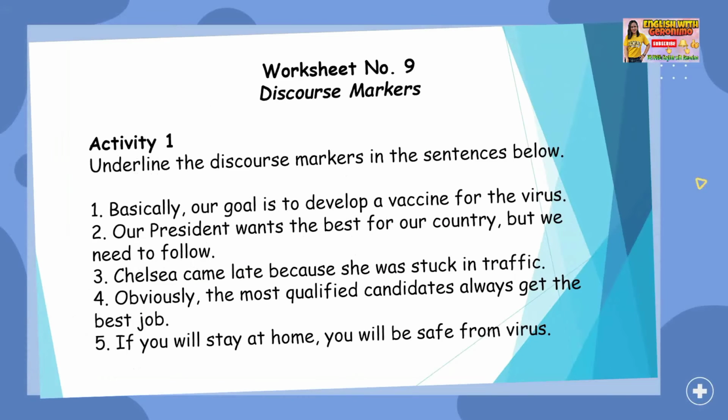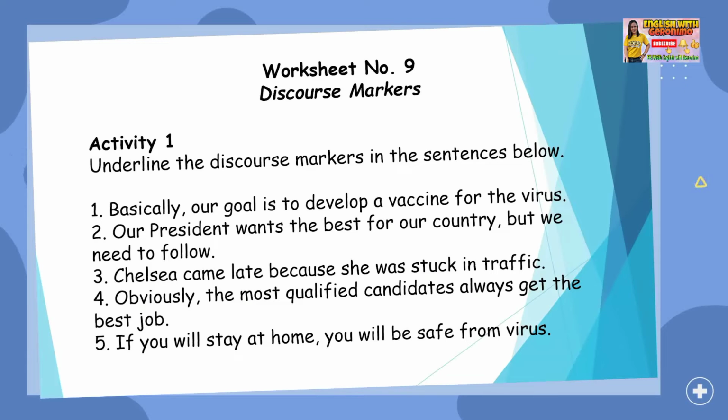Worksheet number 9. Discourse markers. Activity number 1. Underline the discourse markers in the sentences below. Number 1. Basically, our goal is to develop a vaccine for the virus. Number 1 answer is basically. Number 2. Our president wants the best for our country, but we need to follow. Number 2 answer is but.